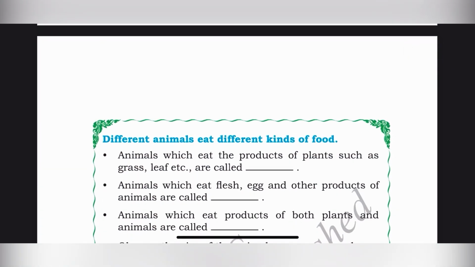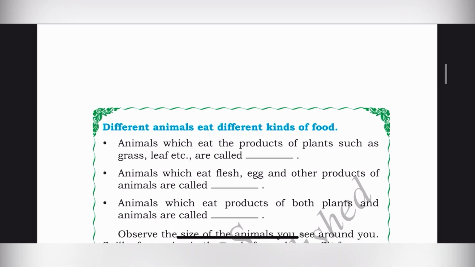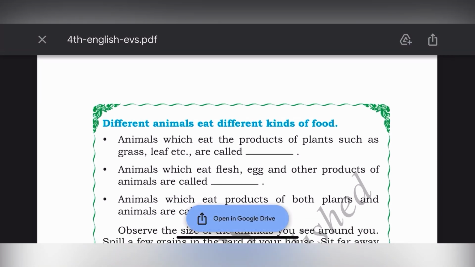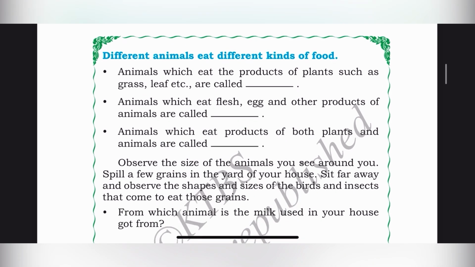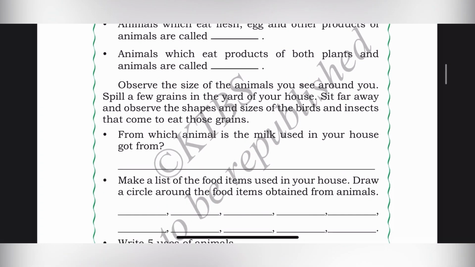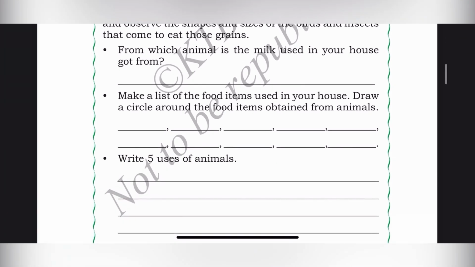So children, third main is different animals eat different kinds of food. Animals which eat the products of plants such as grass, leaf, etc. are called as herbivorous. Animals which eat fish, egg and other products of animals are called as omnivorous. And the third fill in the blank is carnivorous. So children, now next move on to the next main.